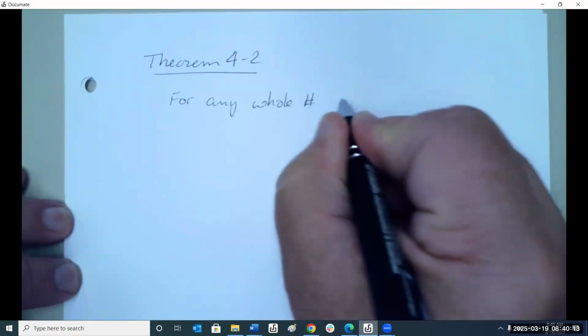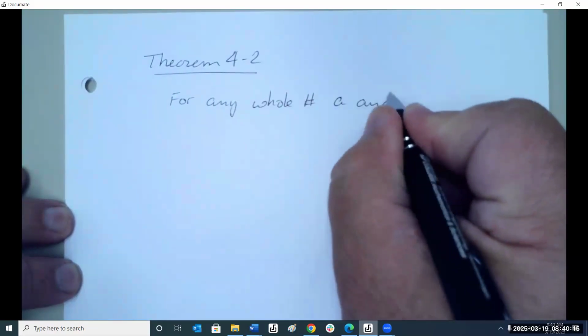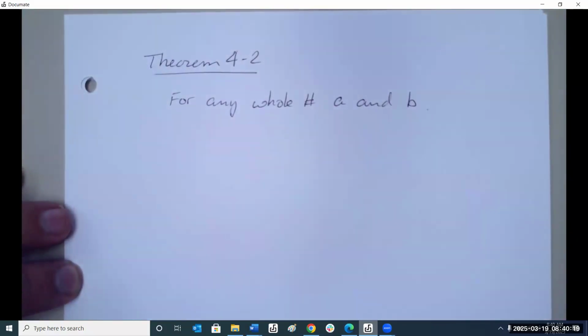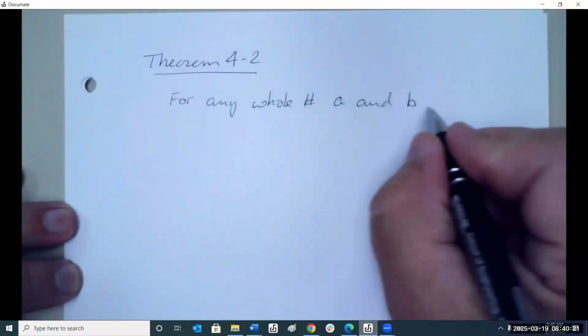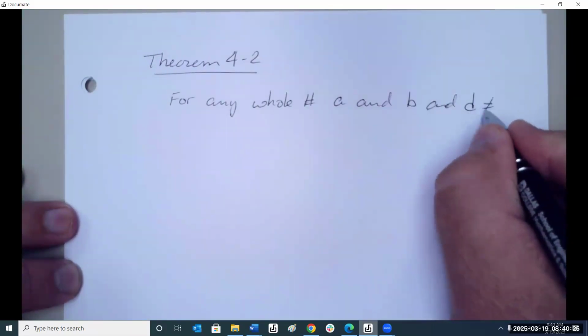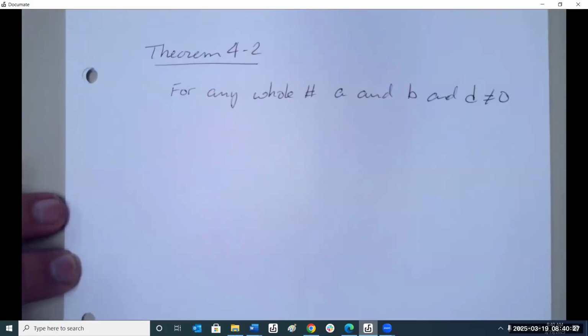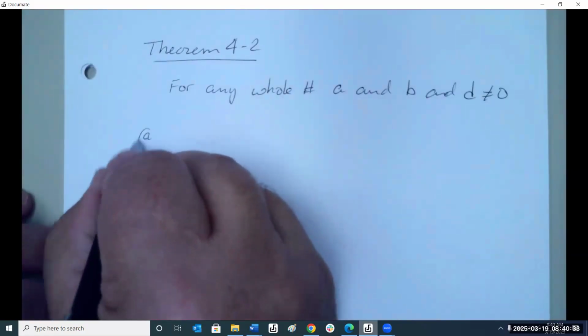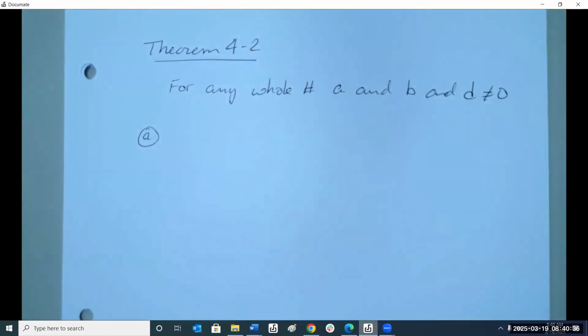Or any whole numbers A and B. Actually, A, B, and D, as long as D is not equal to 0. We have 5 properties here that are going to be true.